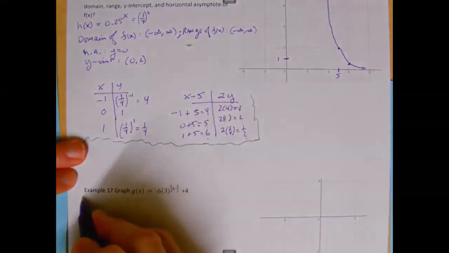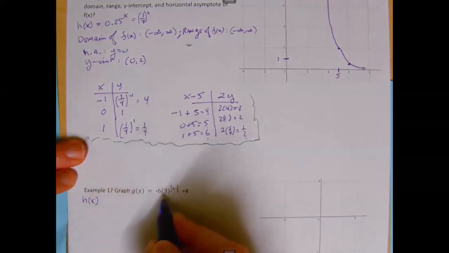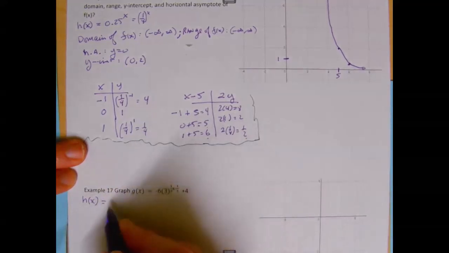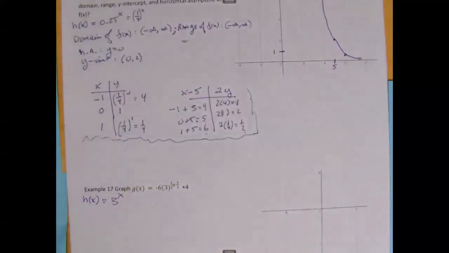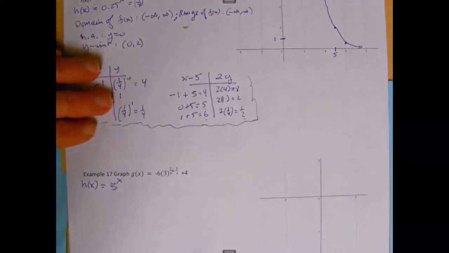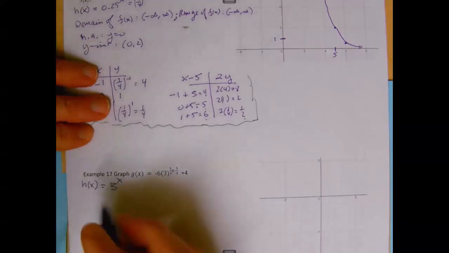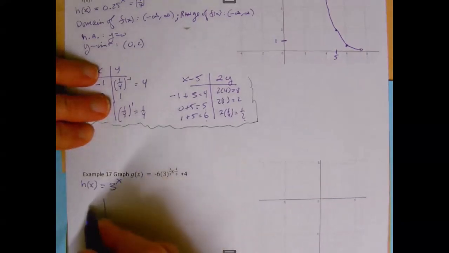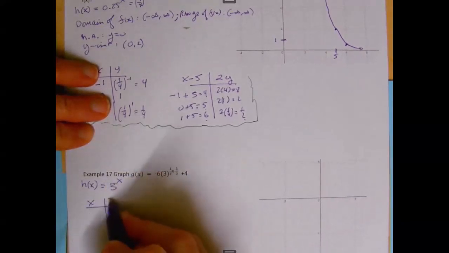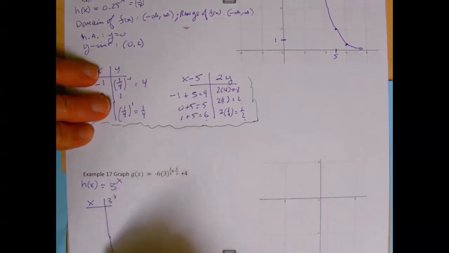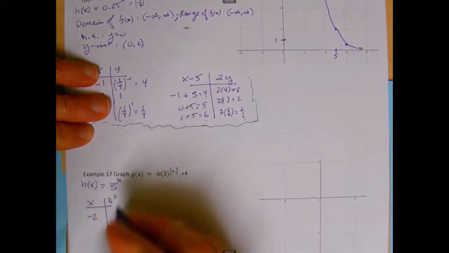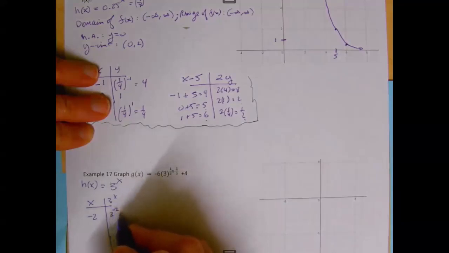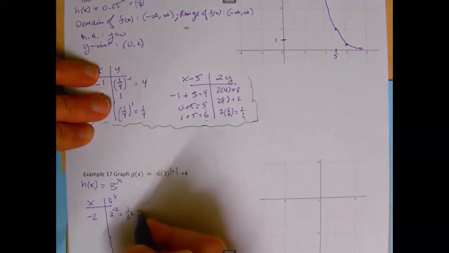Now I need to figure out what's my basic function. I need a basic exponential, and all I need to do is look at the base and raise that to x. Okay, there's my basic. And I'm going to get a few points on here that are based off of this basic function. So for example, at -2, I have 3 to the -2 power. That gives me 1/3 squared, and that gives me 1/9.